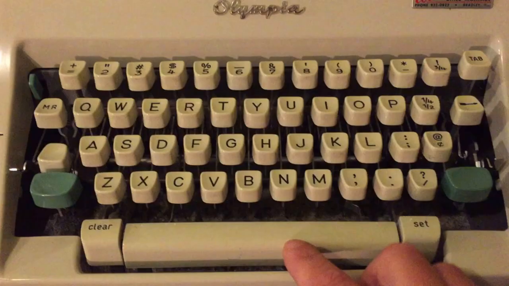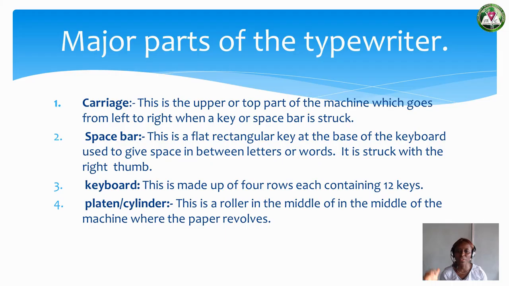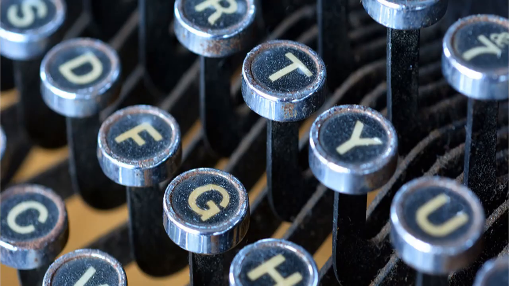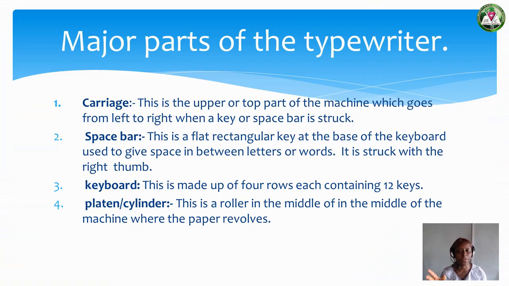We have the space bar. The space bar is a flat rectangular key at the base of the keyboard used to give space in between letters or words. It is struck with the right thumb. Look at my right thumb. That is the finger you're using, striking this. Keyboard itself, this is made up of four rows, each containing 12 keys. If you look at a typewriter keyboard, it has four rows.